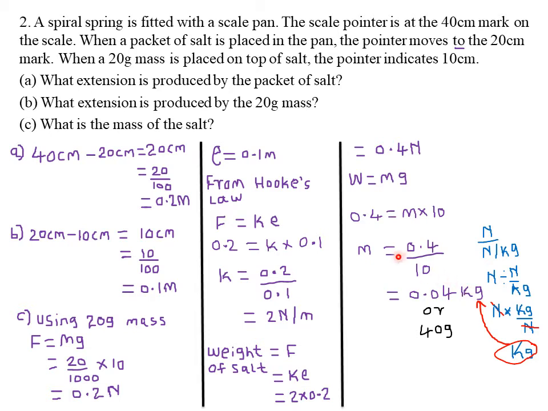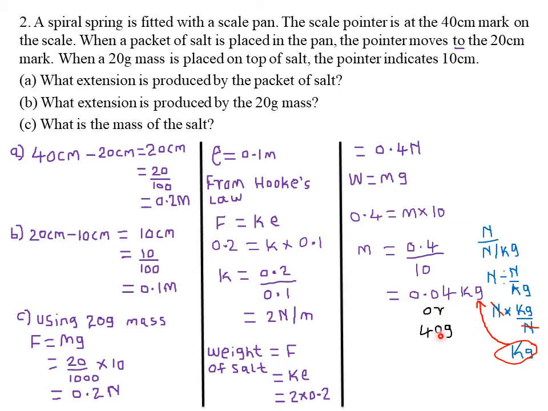So remember here, 0.4 is the weight which is in Newton. So we are taking Newton divided by the 10, which is in Newton per kilogram, because that is the gravity for Earth. So you take Newton divided by Newton per kilogram. Whenever you divide, you multiply by the reciprocal, so that we'll have Newton times kilogram per Newton. So the Newton and the Newton cancel out, so that we remain with the kilogram.